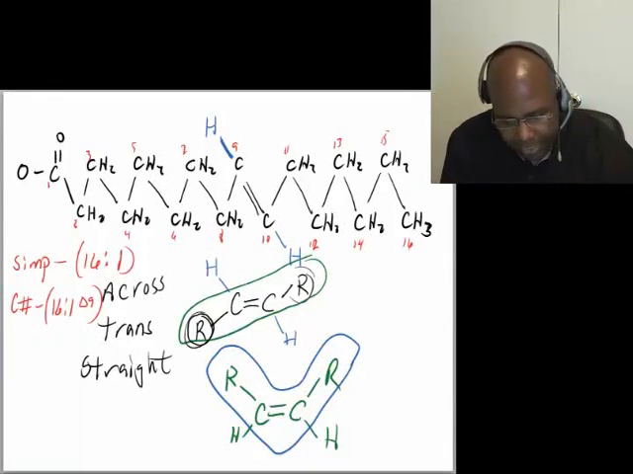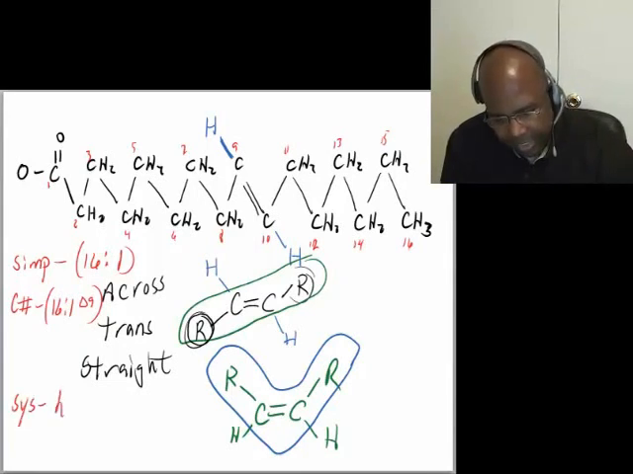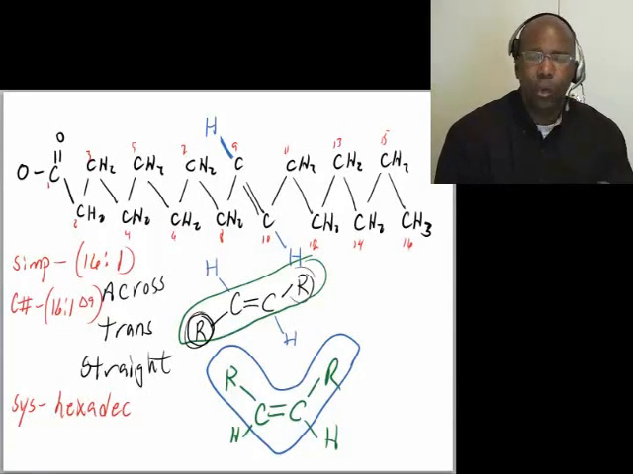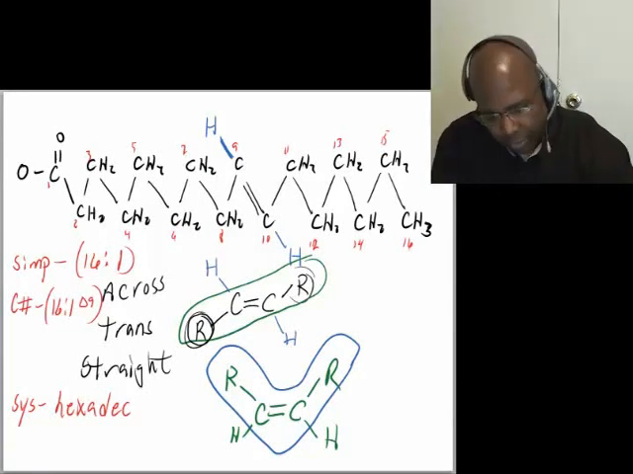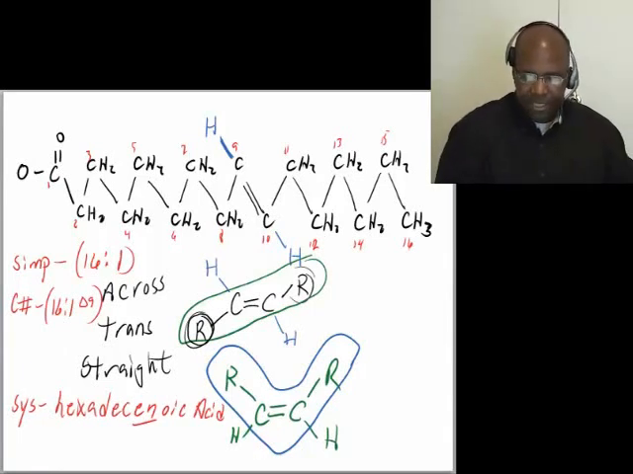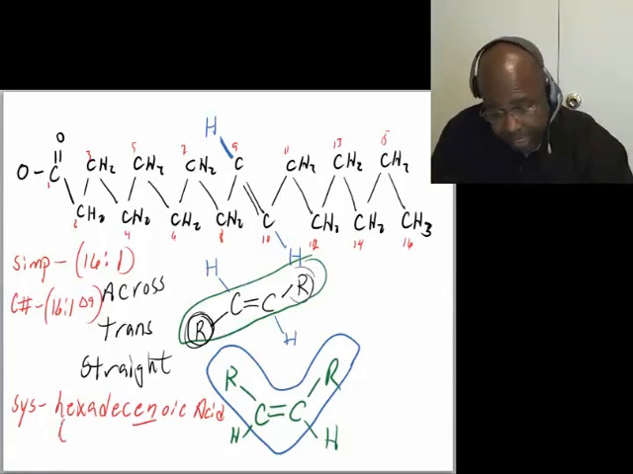There's also a systematic name. I'll just put cis. If there was no double bond, it would be hexadecanoic acid. But it does have a double bond, so it's no longer an alkanoic. It's an alkene, so it's an enoic. So this is hexadecenoic acid, and it's trans.